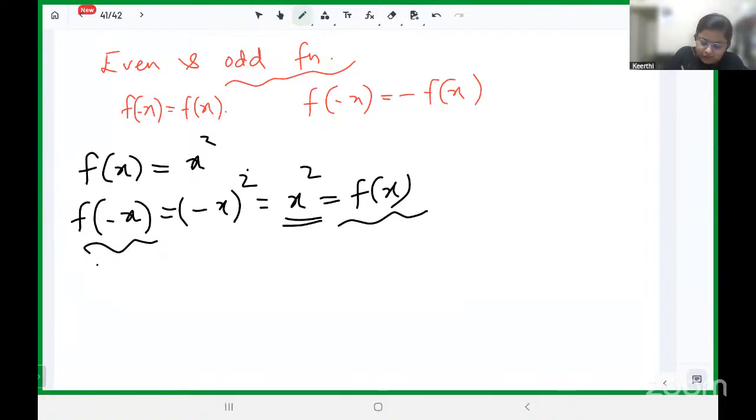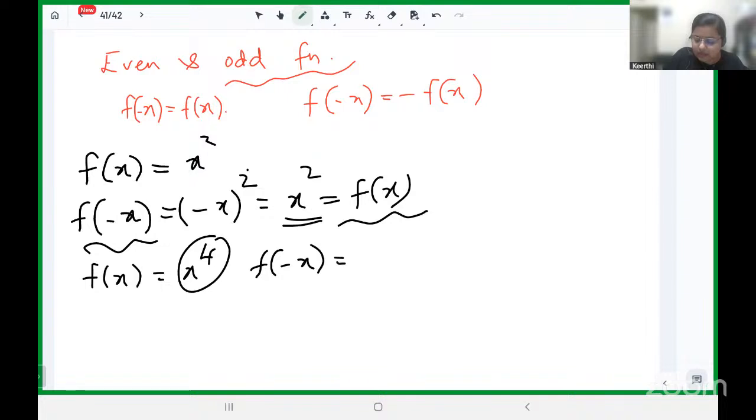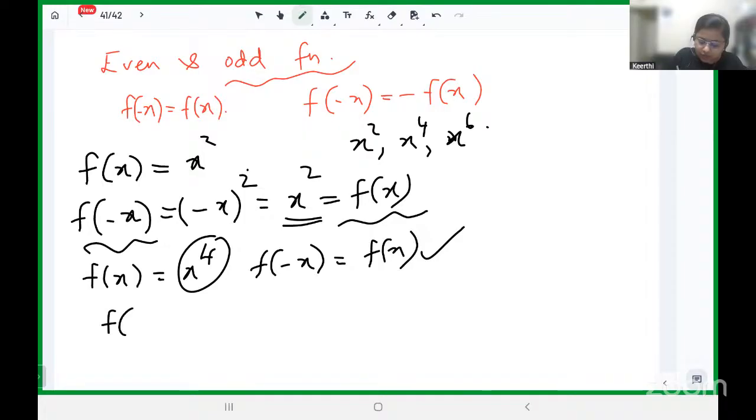And if you choose f of x is equal to x raised to 4, then also if you do it like this, we get f of minus x is equal to f of x. So x power any even number will give you f of minus x is equal to f of x. So such functions x power 2, x power 4, x power 6, etc. are even functions. Other than this, if you take f of x is equal to mod x, okay, what is f of minus x? F of minus x is equal to modulus of minus x.